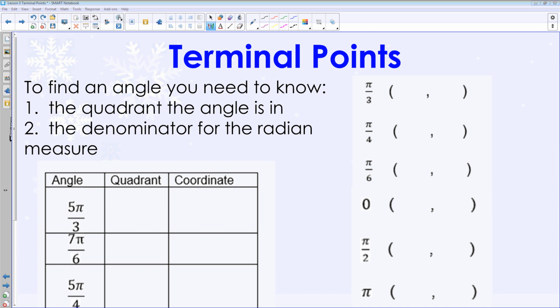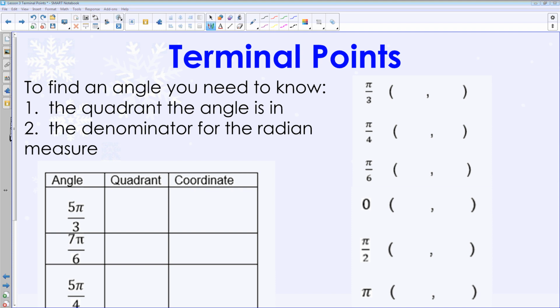Hey guys, I'm back with the second part of our terminal points video. When I left you, we had gone over the whole unit circle, which you should have written down somewhere. If you don't, go back and watch that video. By now you should have filled in your whole unit circle and things that you need to know in order to be able to find terminal points for any particular angle on your unit circle.